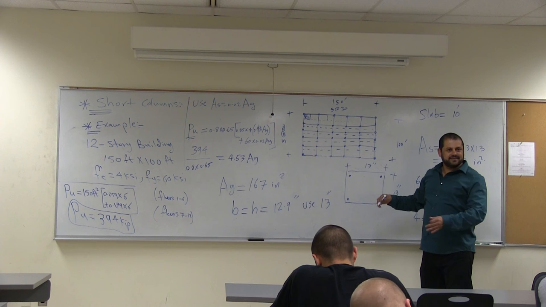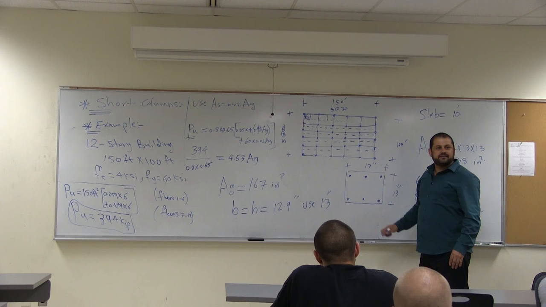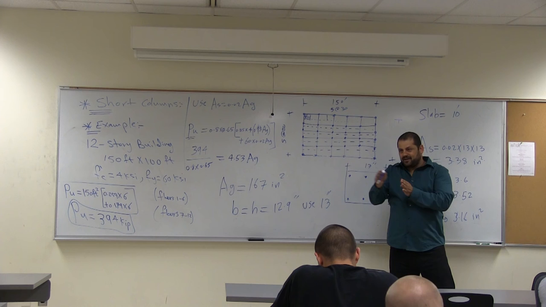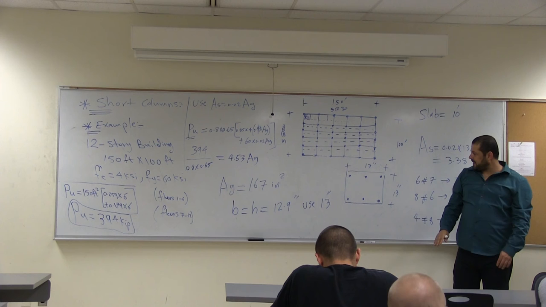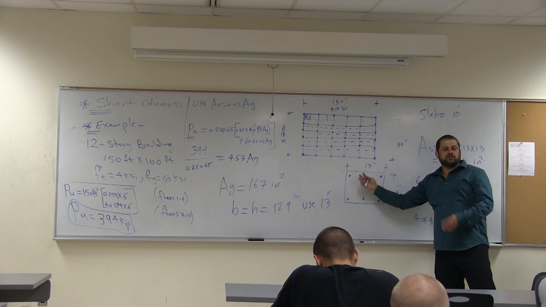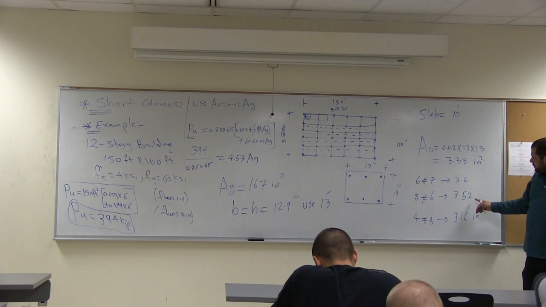Doesn't matter, guys. Even if you put it here, that's absolutely fine, or you put the other 2 here, that's absolutely fine. Why? Because we are assuming pure axial. Where are you going to put them? In the direction of the loading, but in this way you have a beam in each direction. Doesn't matter. So 6 will be fine, 8 will be fine, 4 will be fine. But if you had those 2, it's obvious this clear distance will not be more than 6, so you'll have to have another type. So either you have 6 number 7 or 8 number 6. In this case, we're going to have 8 number 6.